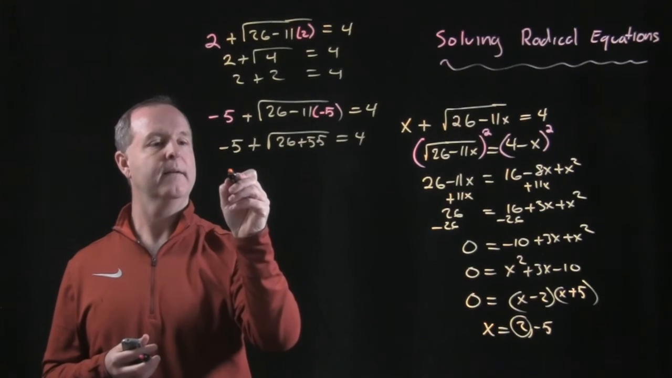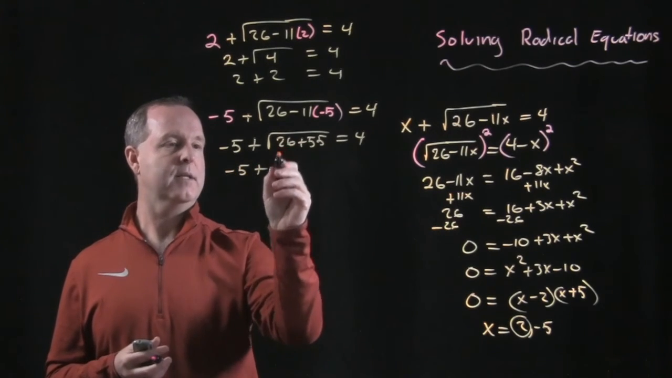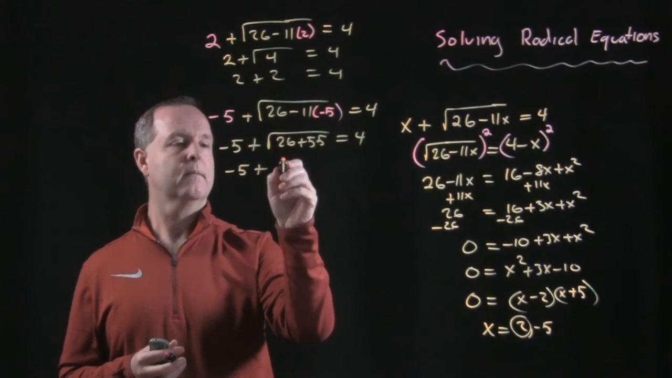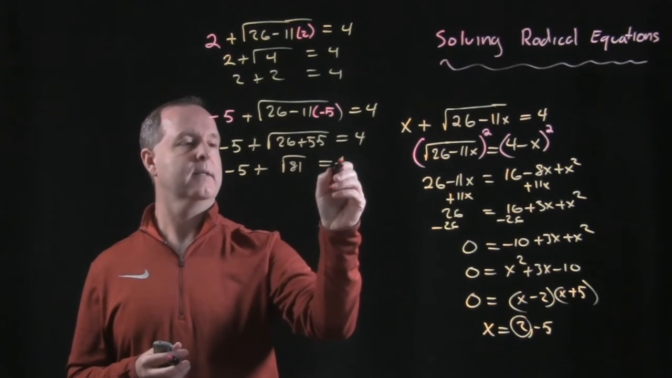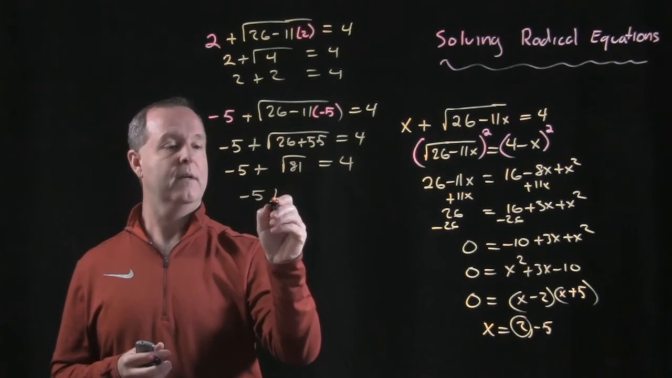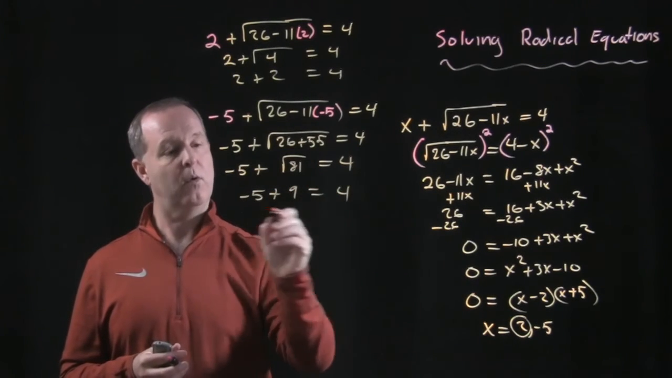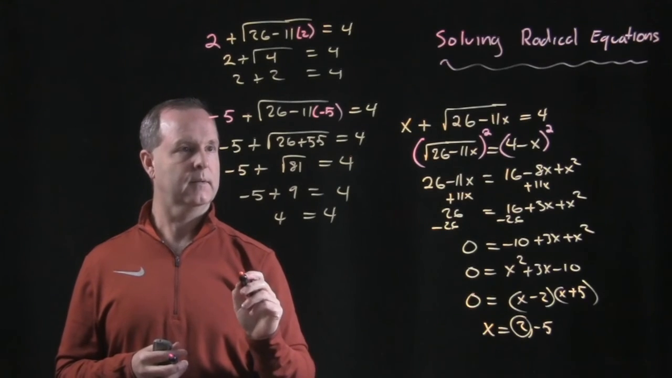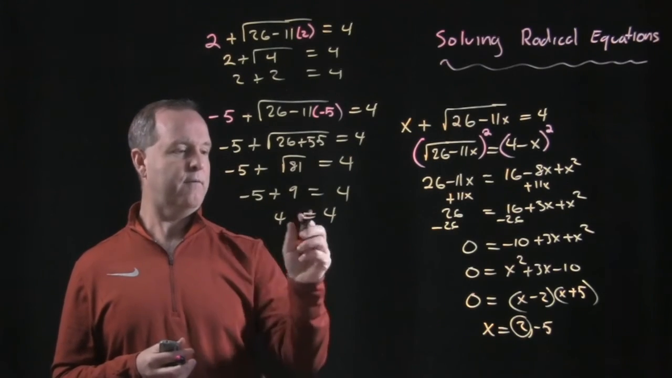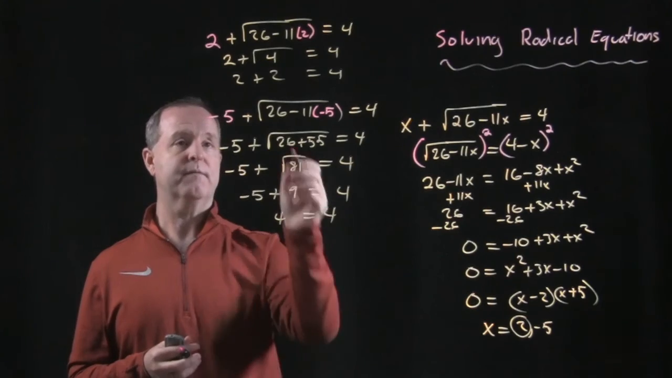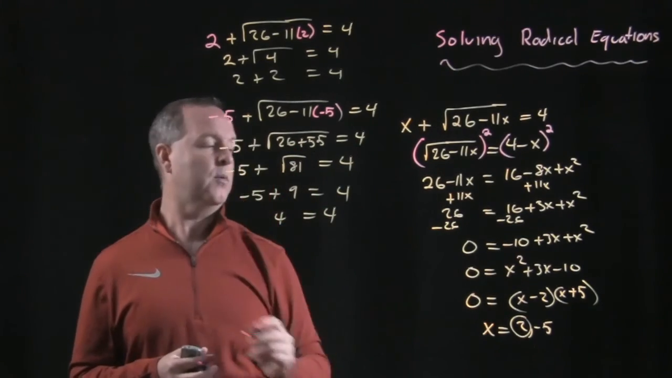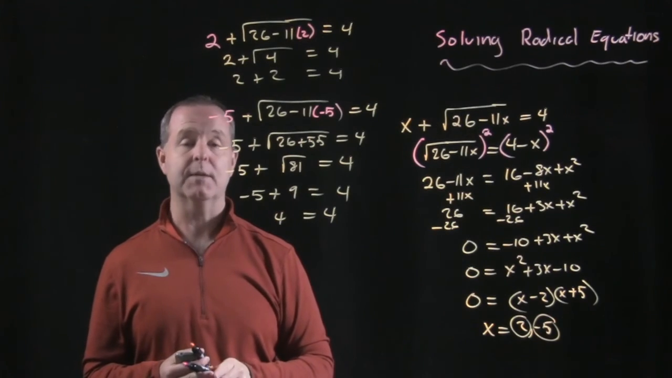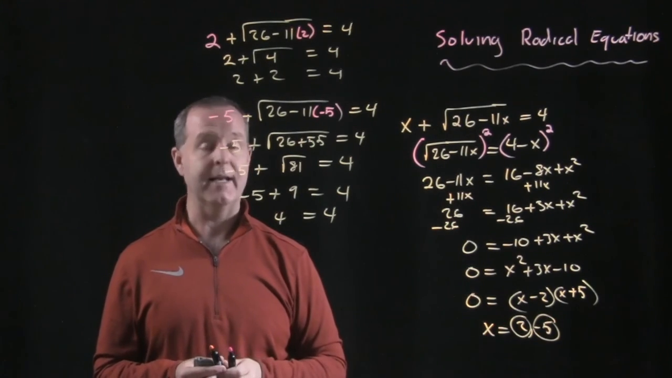Keep the same color pen. Negative 5 plus root of 26 plus 55 is what, 81? That's a perfect square. That's nice. So minus 5 plus a 9 equals a 4. 4 equals 4. Don't think I made many mistakes. 4 checks out as 4 equals 4, so that means the x I chose, which was negative 5, also works. So I have two solutions to this particular problem, solutions 2 and negative 5.